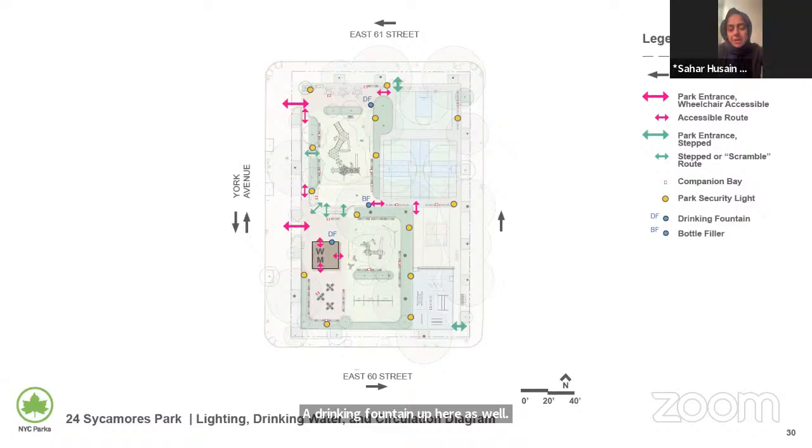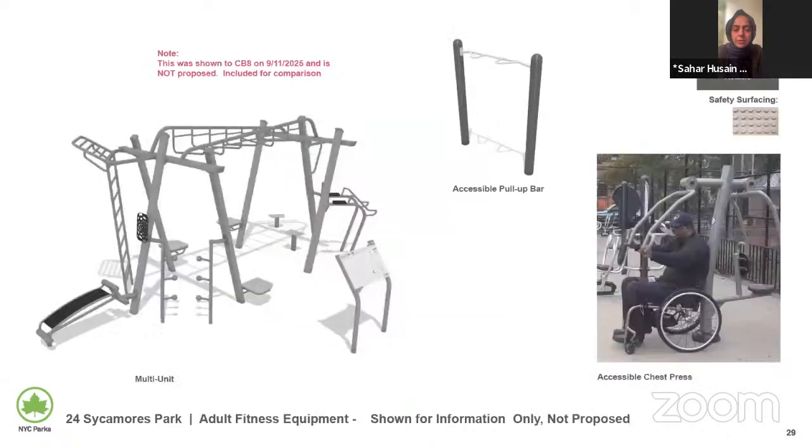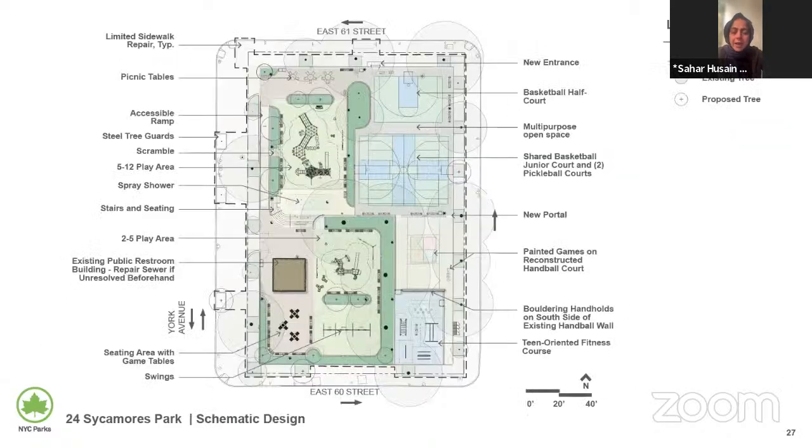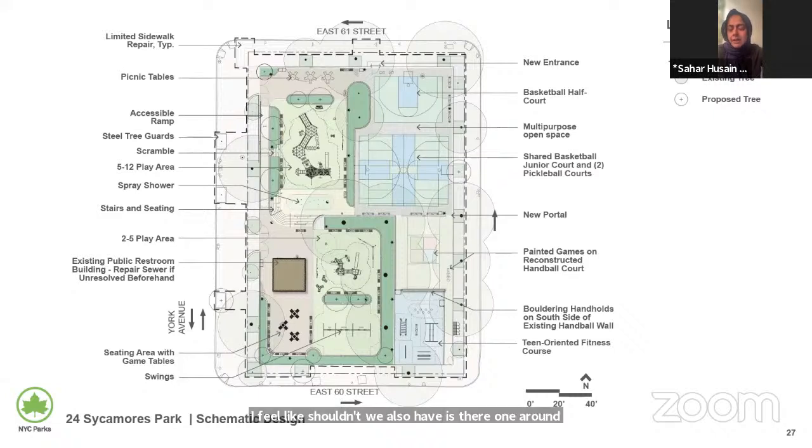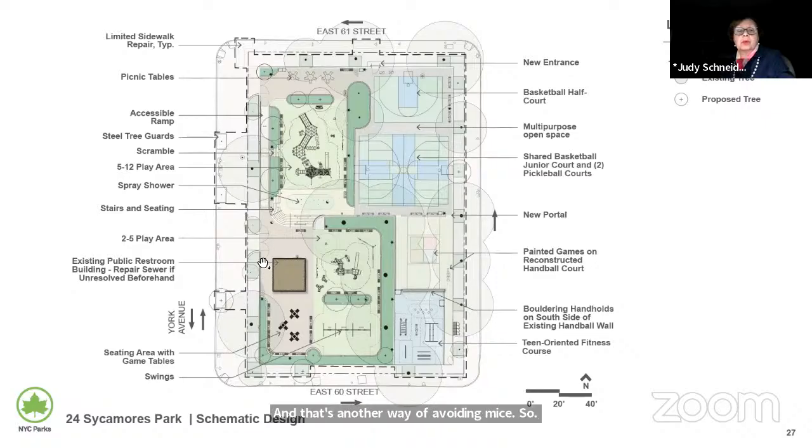Judy, I would just say maybe, would you mind, John, going back to the original map where I could read the names? I feel like shouldn't we also have one around the sitting area with the game tables for garbage disposal? Because when people are sitting, they always have a lot of trash, and that's another way of avoiding mice. Do we have one here? Because it's the other end of the park, so it's like walking with all your garbage to the other end. No, right across from the park house where that arrow is are two trash receptacles.